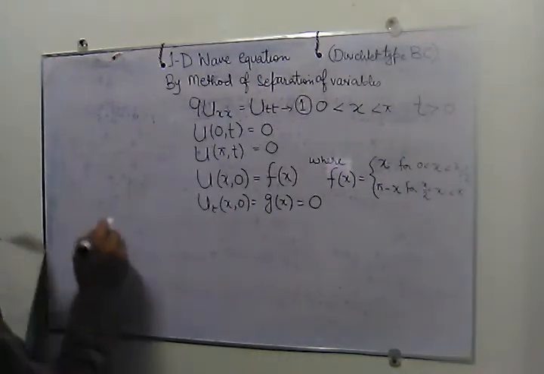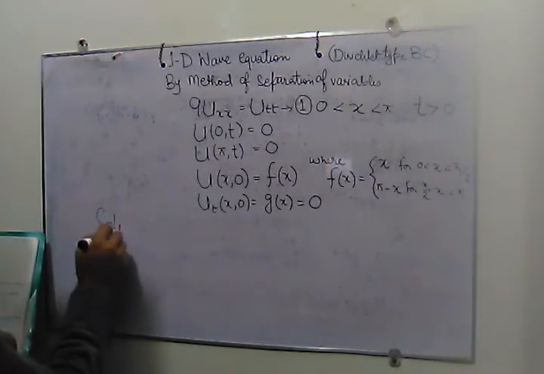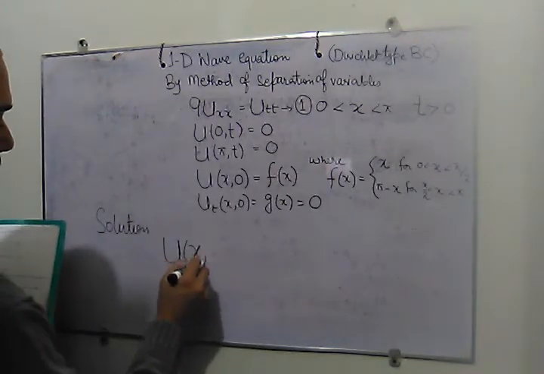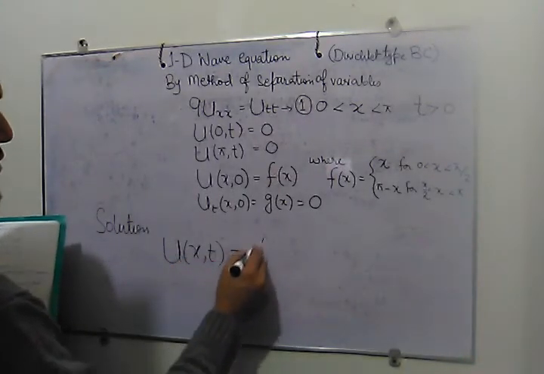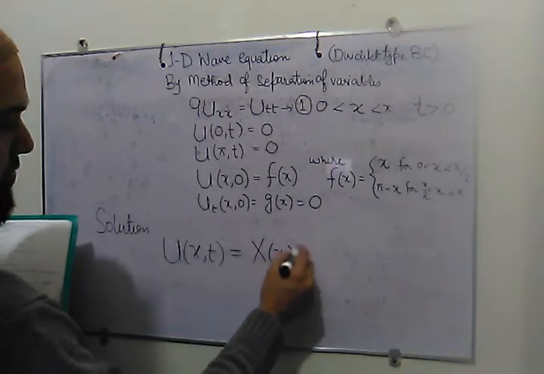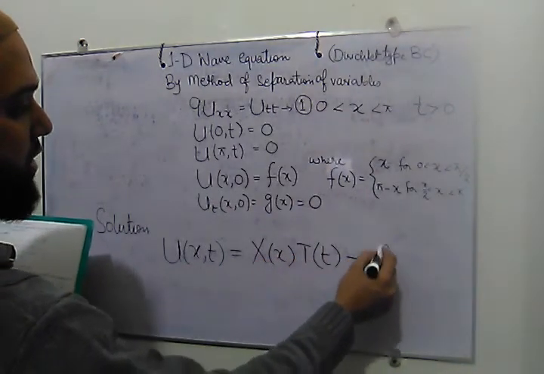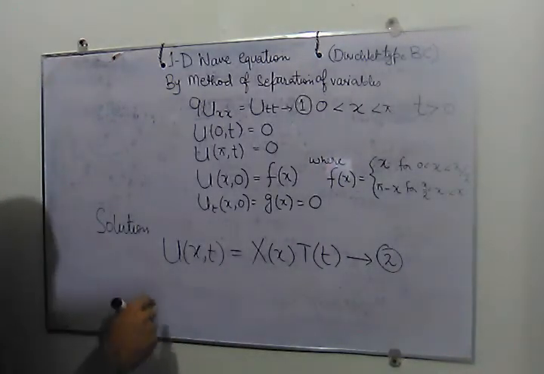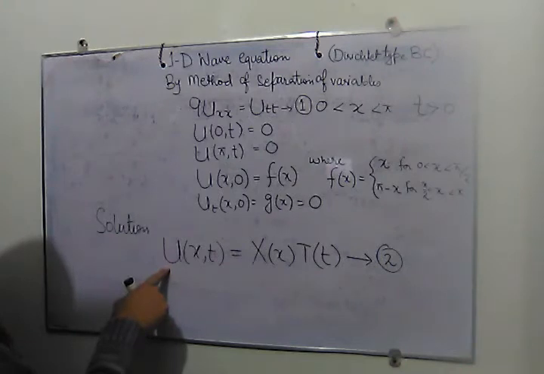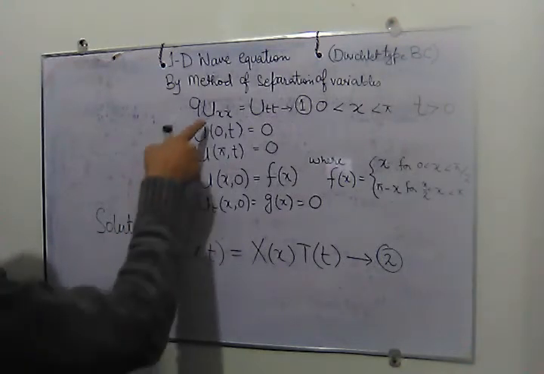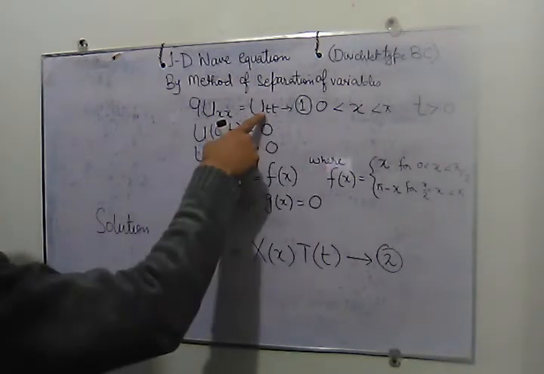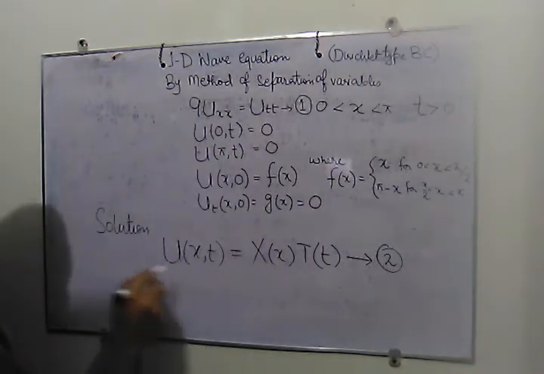Now we solve by assuming our solution as a product of two independent variables, which we call equation number 2. We differentiate u twice with respect to x to find u_xx, and we differentiate u twice with respect to t to get u_tt.